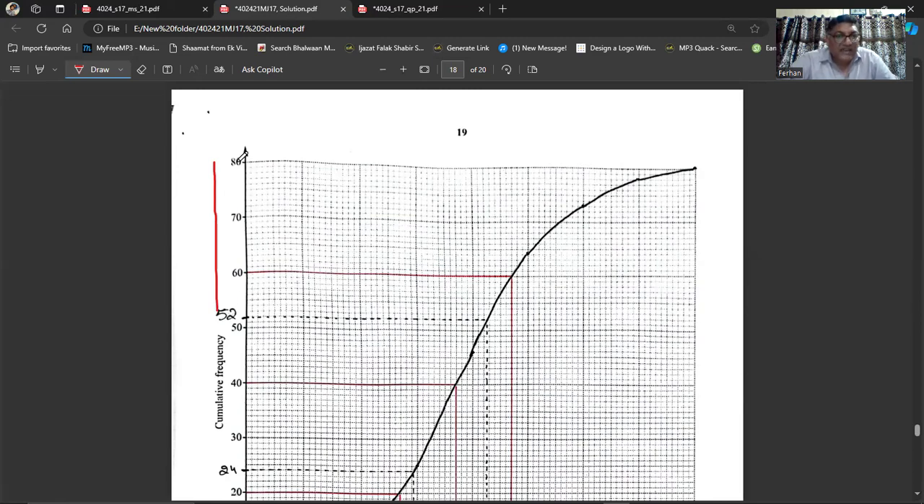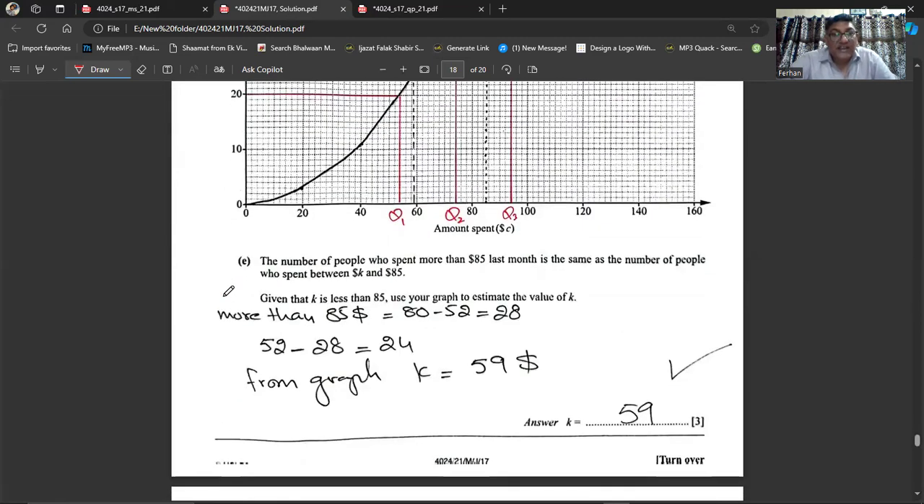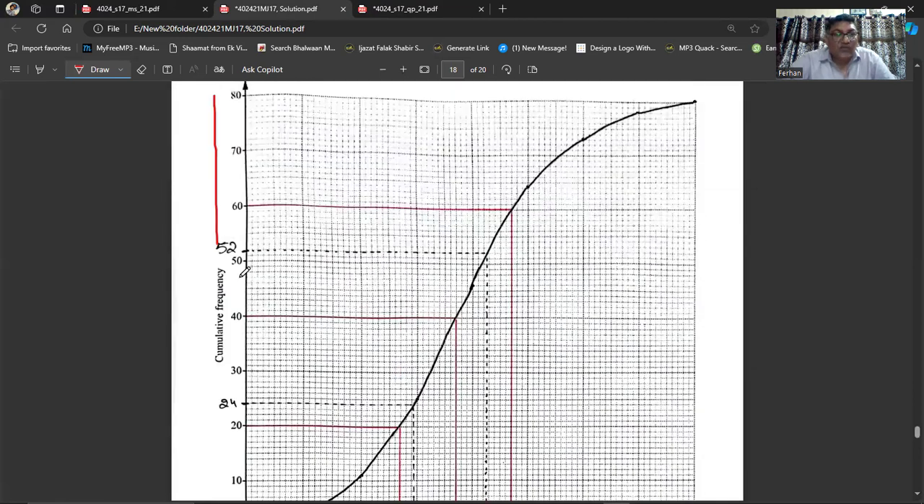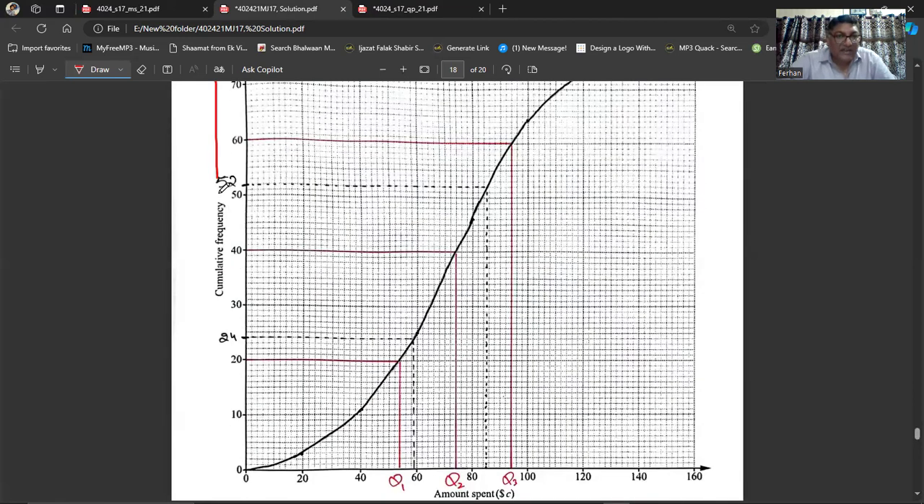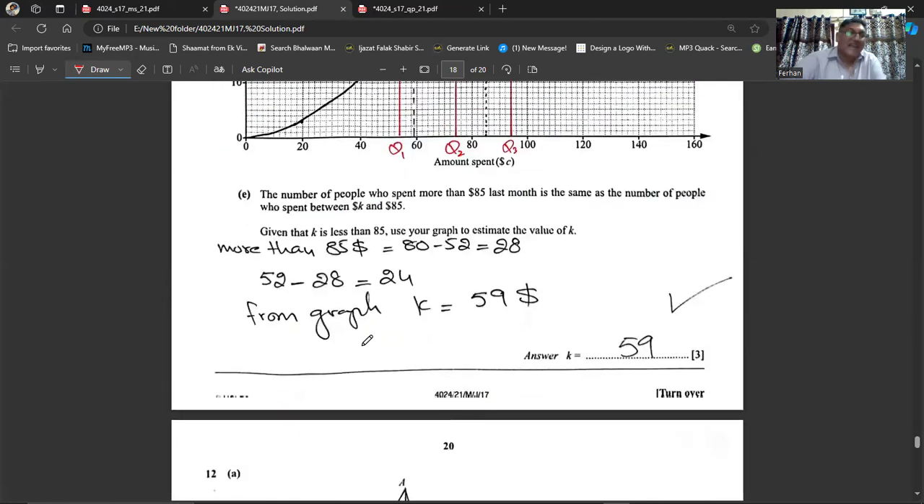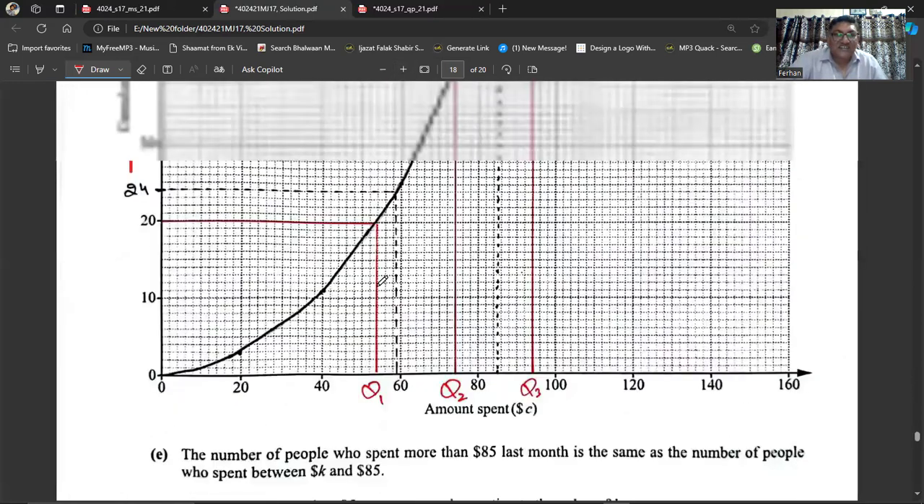So they are 80 minus 52, which is 28. From this value, I will come 28 down, and that will be 24. From 24, I will go here and check what the value of x is. It is 50 something, 59, yes. So the k value is 59. It's a very tricky sentence.